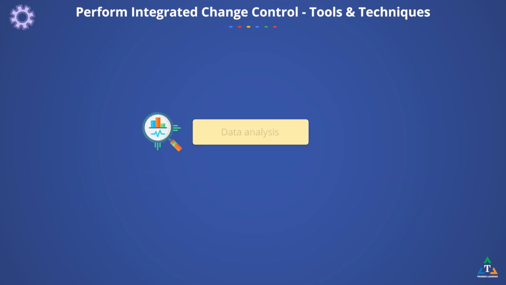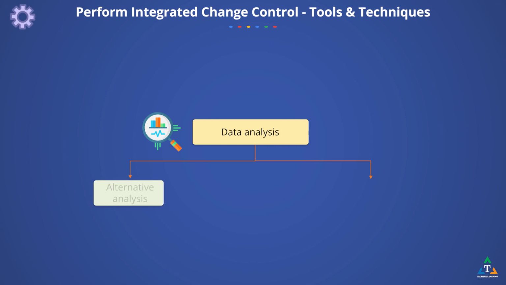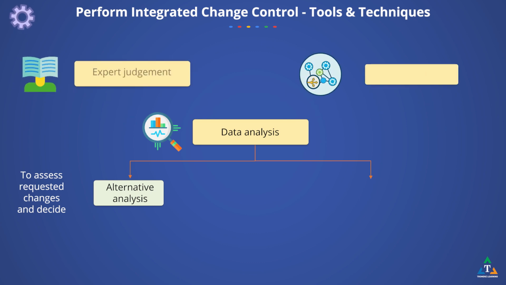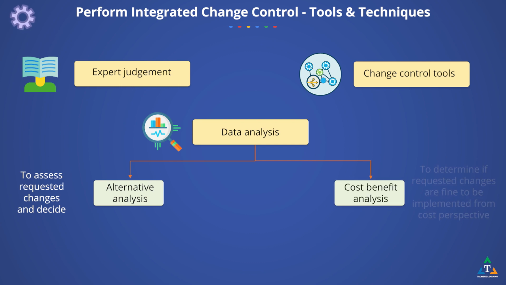Data analysis techniques that can be used for this process include alternative analysis, which is used to assess the requested changes and decide which are accepted, rejected, or need to be modified to be finally accepted. Cost-benefit analysis helps to determine if the requested change is worth its associated cost.